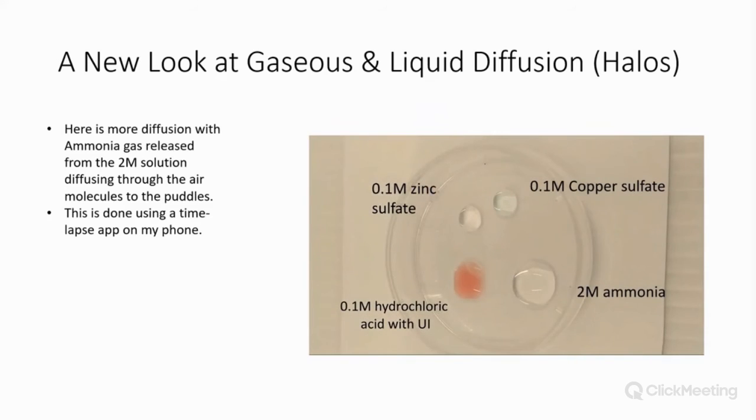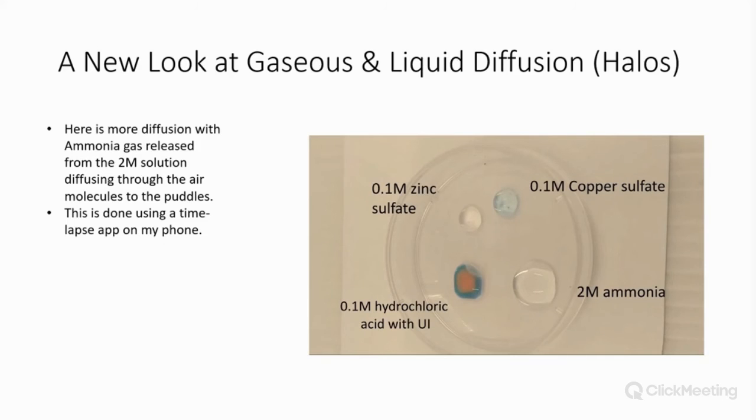I'll stop it at this point just to explain this one. So what I'm doing is the 2M ammonia here is going to produce ammonia gas, and that's going to diffuse within the Petri dish into copper sulfate, zinc sulfate, and 1M hydrochloric acid with some universal indicator. And as you see there, the diffusion occurs.